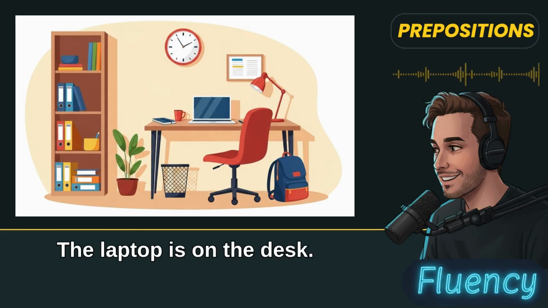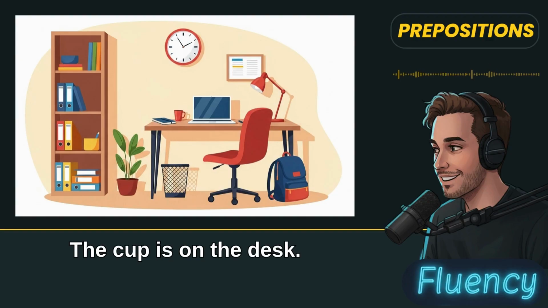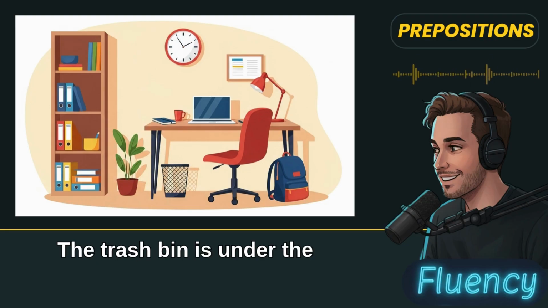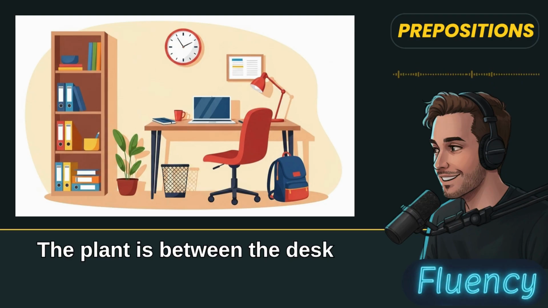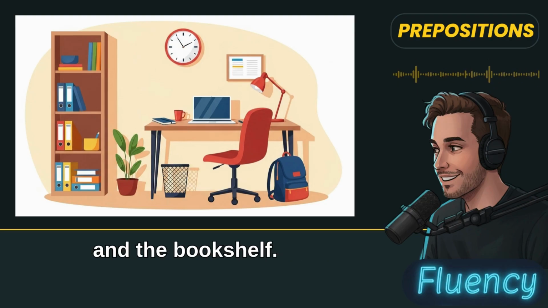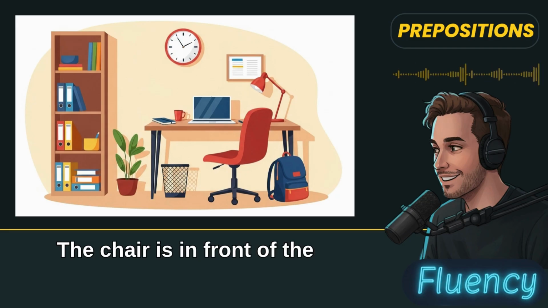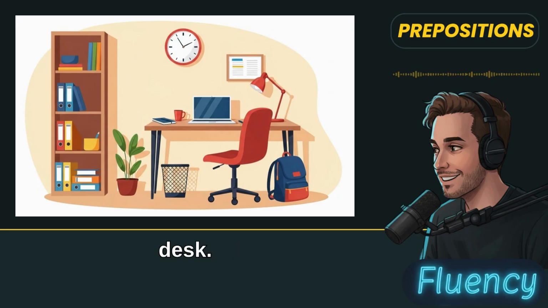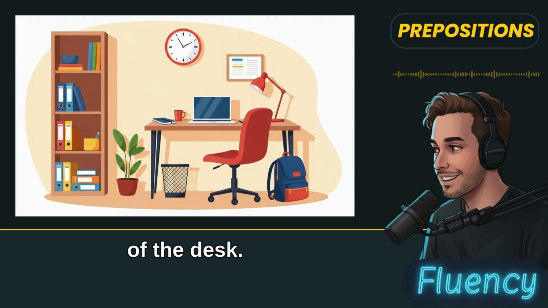The laptop is on the desk. The notebook is next to the laptop. The cup is on the desk. The trash bin is under the desk. The backpack is behind the chair. The plant is between the desk and the bookshelf. The clock is above the desk. The chair is in front of the desk. The bookshelf is on the left of the desk.